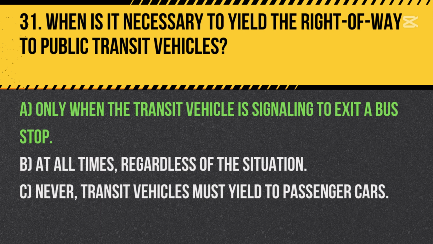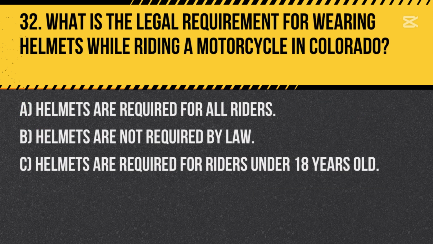In Colorado, drivers are required to yield the right-of-way to public transit buses re-entering traffic from a designated bus stop. Question 32. What is the legal requirement for wearing helmets while riding a motorcycle in Colorado? A. Helmets are required for all riders. B. Helmets are not required by law. C. Helmets are required for riders under 18 years old.